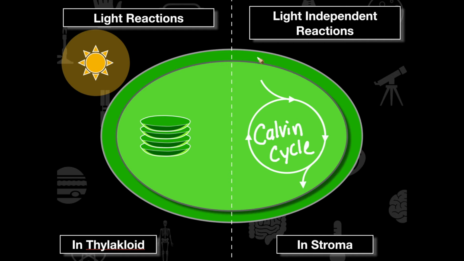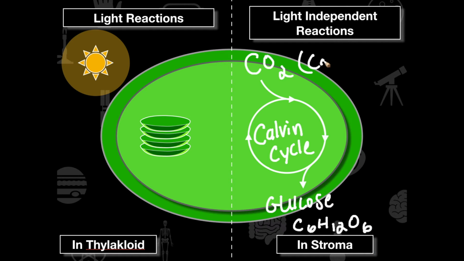Remember, in the Calvin cycle, I'm taking carbon dioxide, CO2, and turning it into glucose, which is C6H12O6. So I'm taking carbon dioxide and converting it into glucose. Now here's the thing, this is going to require energy. The way that I'm getting that energy, and where I'm getting it from, is the sun.